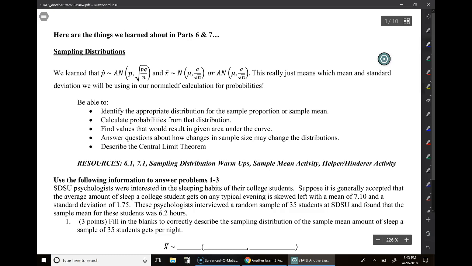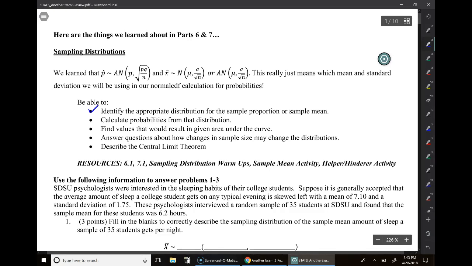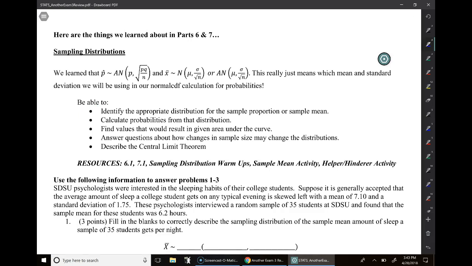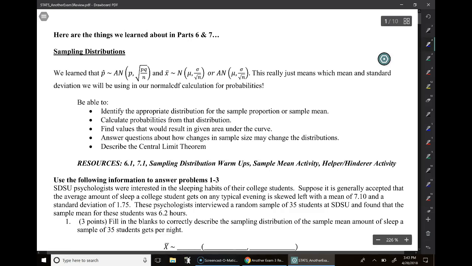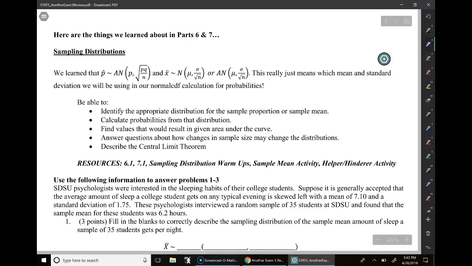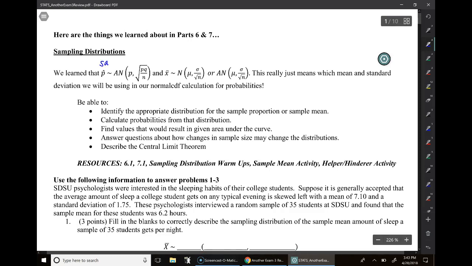So I give you a checklist of things that you can go through and say, okay, I know this, I don't have to think about it anymore. In parts 6 and 7, we talked about sampling distributions. We have 3 different options for our sampling distributions. We have our sample proportion stuff, right?